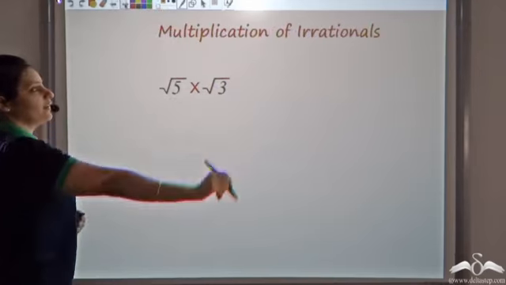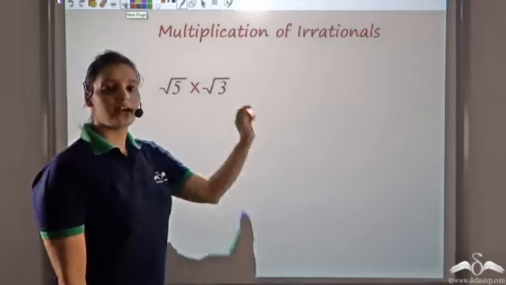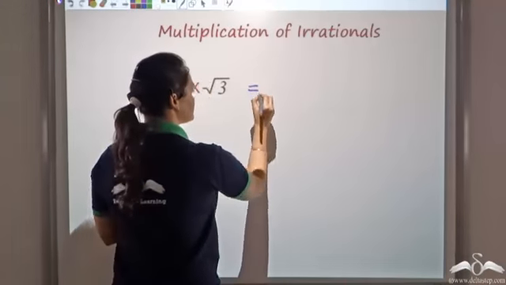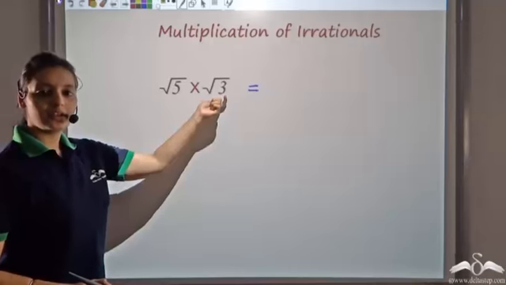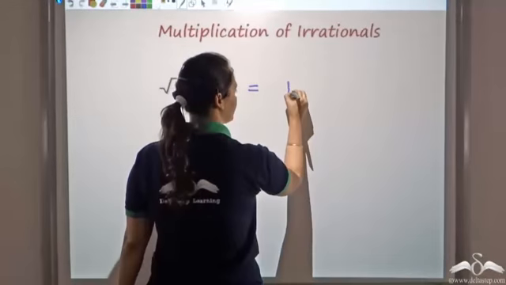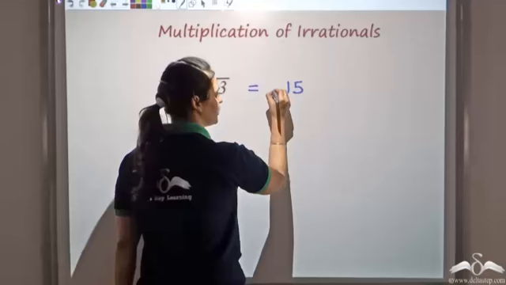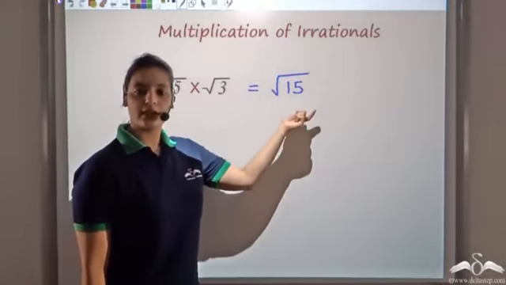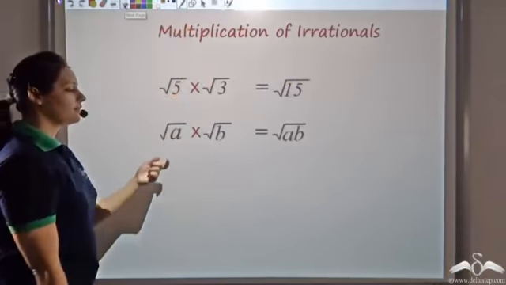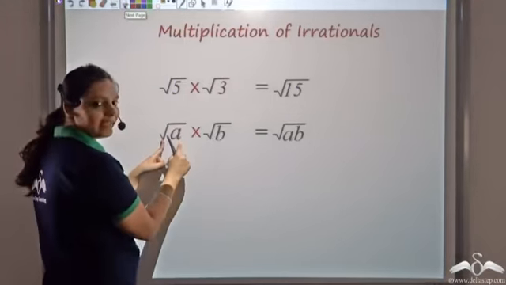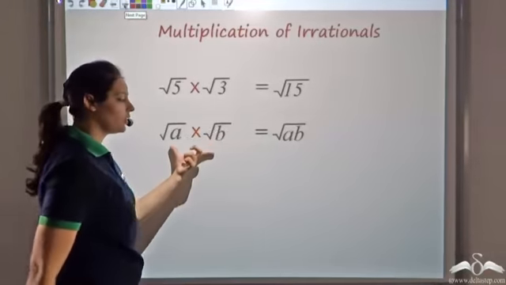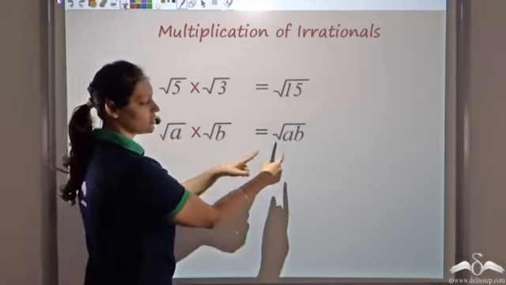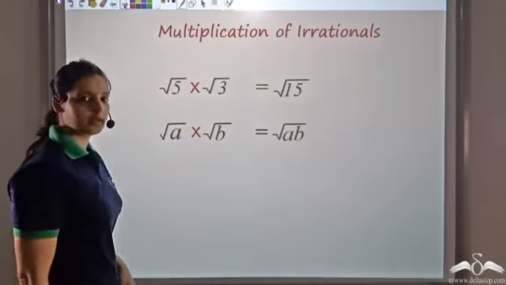Now let's see multiplication of irrationals. Under root 5 times under root 3. Now this is similar to integer multiplication. What you do is you just multiply the integers, which is 5 and 3. 5 3s are 15. So you multiply the integers as it is and put an under root sign. So under root 5 into under root 3 gives me under root 15. Similarly, I can say that multiplying any under root a times under root b, two irrational numbers, would give me, you multiply these numbers as it is, which is ab, and put an under root sign above it.